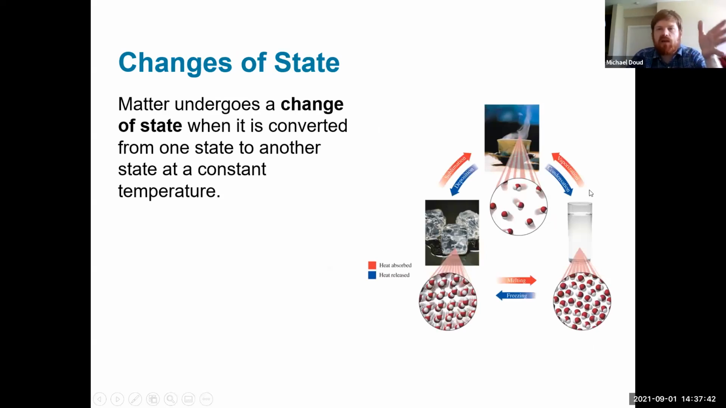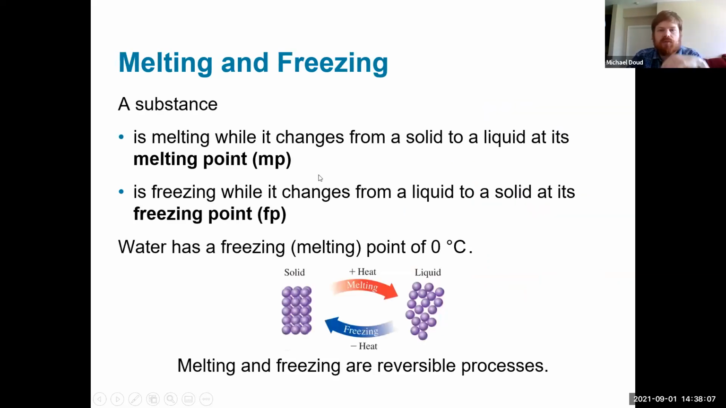Okay, so that covers when we're heating up a sample in the same state. So if we're heating up liquid water, for example. But now, what about when we have a change of state? So what about when water boils into steam, or when ice melts into liquid water? So a change of state is when it's converted from one state to another at a constant temperature.